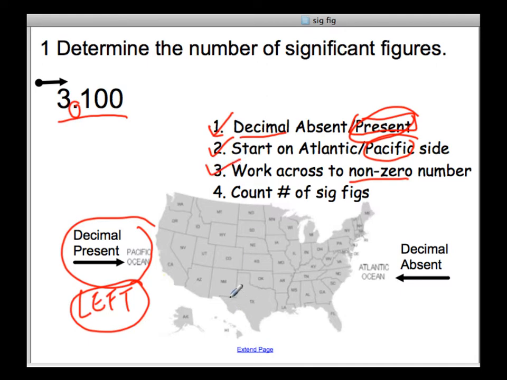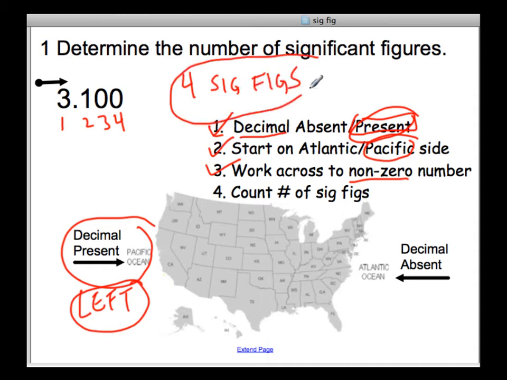Now that I've hit a non-zero number, I can actually count how many of these values are significant. So the first number that I hit as non-zero is a 3. This number that I hit that's not zero is considered to be significant. This number and every number after that is also significant, so this 3 is significant, the 1 is significant, and then both of these zeros are actually measured values that we consider to be significant. So when looking at this example, 3.100, I would say that this has 4 significant figures. I'm just going to write sig figs because that's what we're going to call them and abbreviate them. So this one has 4 sig figs.